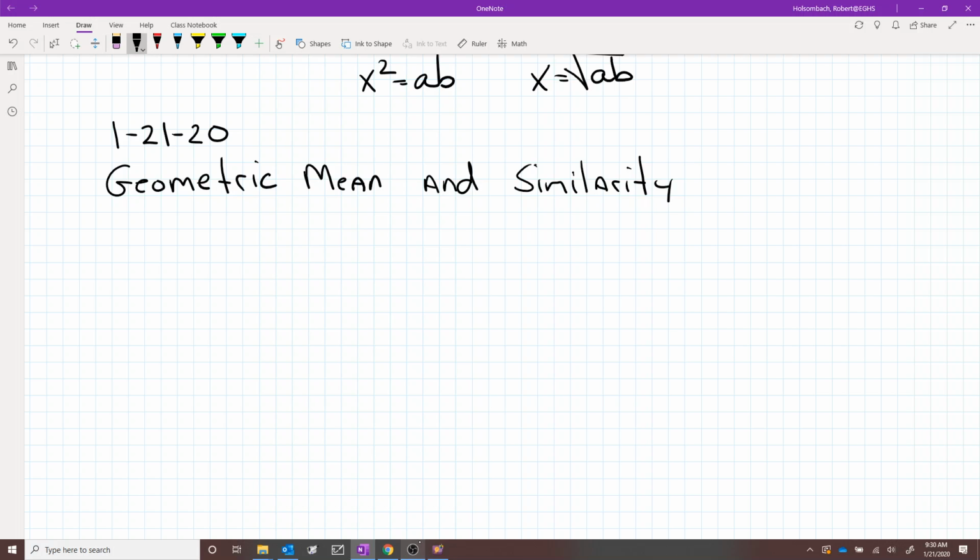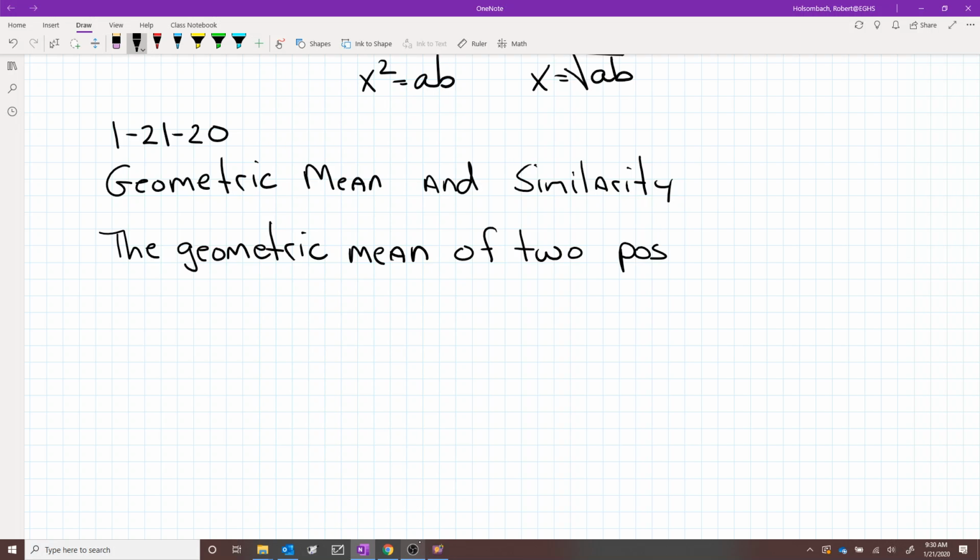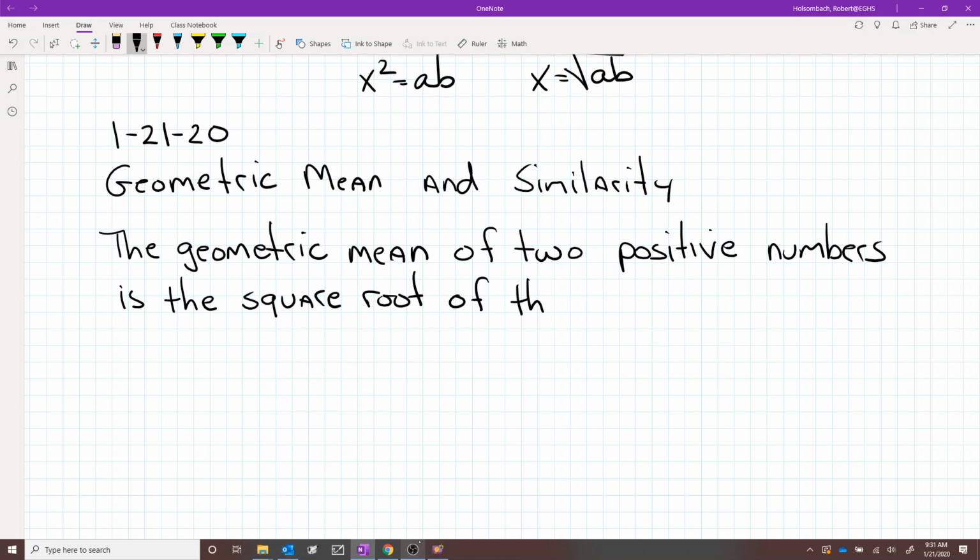Okay, this first key concept to get into your notes. The geometric mean of two positive numbers is the square root of their product.